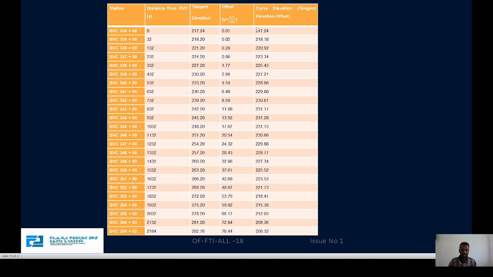So we have calculated the elevation on the curve at each whole station. The beginning vertical curve will be 334 plus 68. The next whole station is 335 plus 00, the third is 336 plus 00, and the last is the ending vertical curve. The distance x is always measured from the beginning vertical curve. There it is 0. As a whole station, 100 minus 68 is 32, and next the difference is 100, so 132, and we add like this.